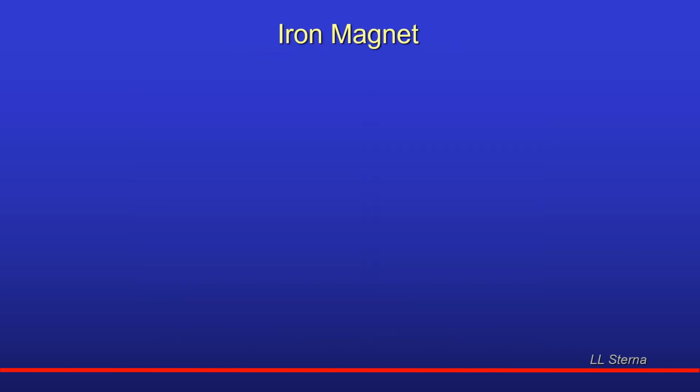I started this video talking about iron magnets. What is special about iron that allows it to become a magnet? Well, iron has two special properties. The first property is that iron has unpaired electrons in d orbitals.